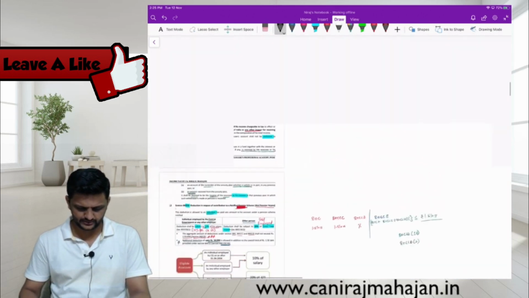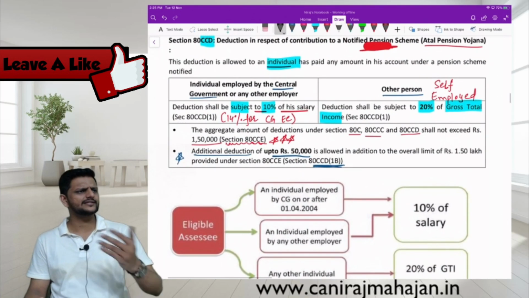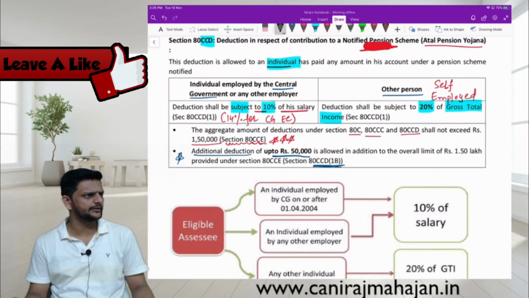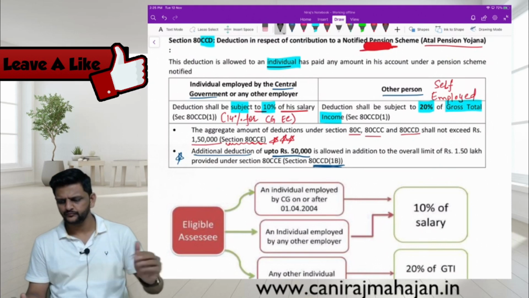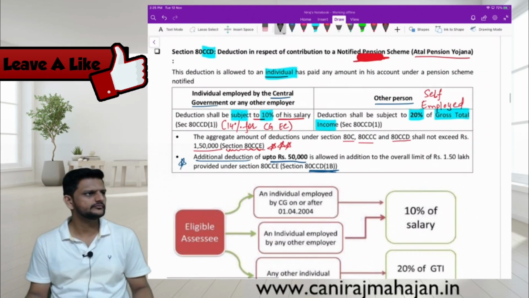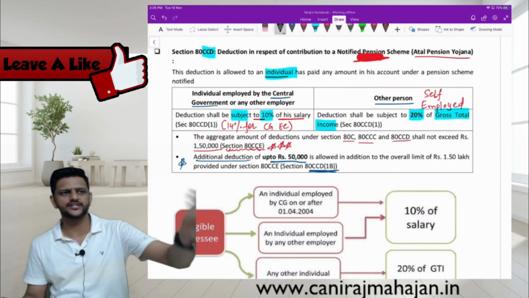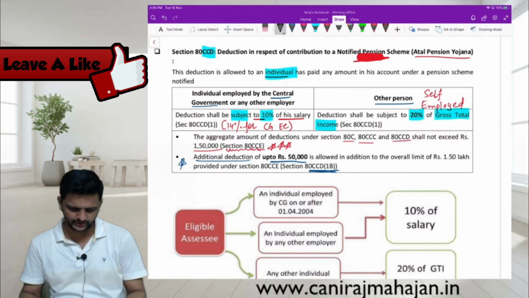80CCD. Employer's contribution is added in income and then claimed as deduction. That is okay. What about employee's contribution? Is his own expenditure income? No. But his own expenditure, we can claim it as deduction. Very good.